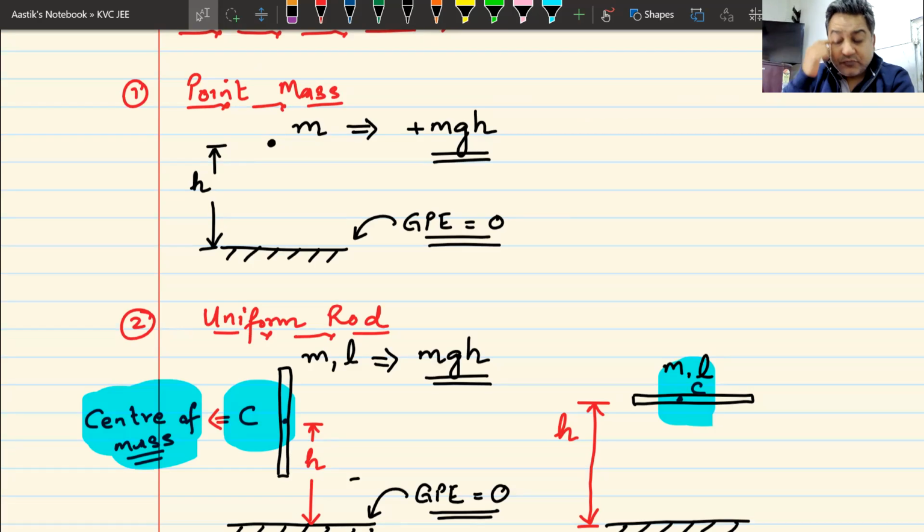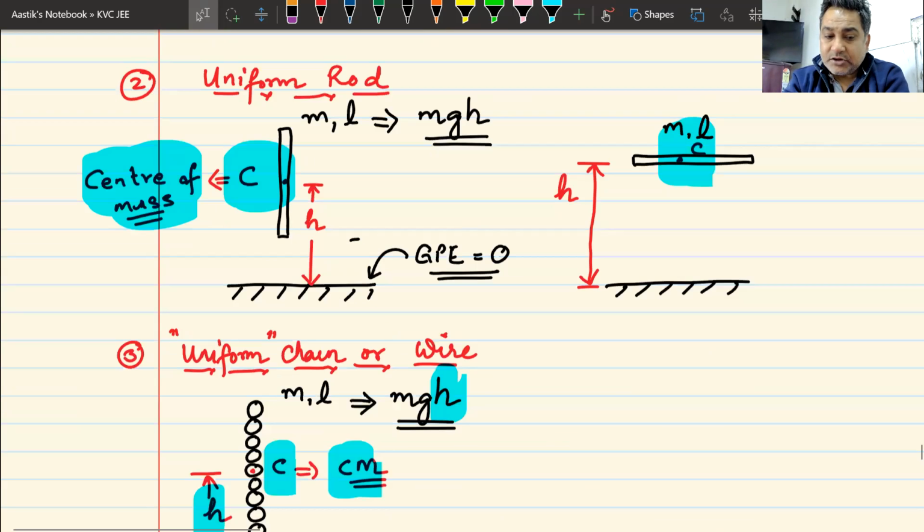extended bodies. For a point mass of mass m at a height h, the gravitational potential energy is mgh. Then we had seen the gravitational potential energies of a uniform rod. We have to find its center of mass. What is center of mass? Well, right now it is the center of the body. We'll come to know about the center of mass in the coming chapters.